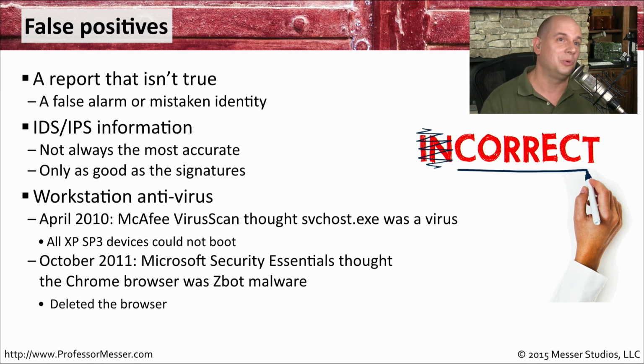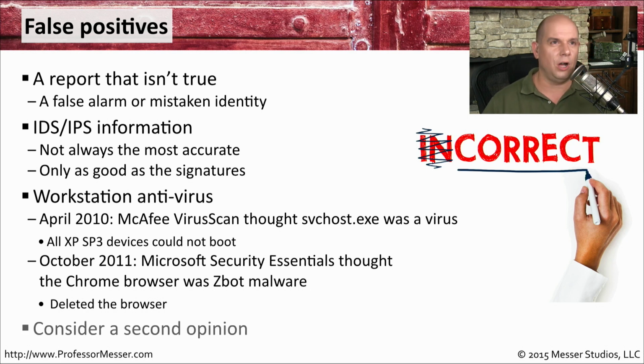There was another one in October 2011, Security Essentials from Microsoft thought that the Chrome browser was malware, that it was a part of a botnet, and just deleted the browser. Who needed that browser? This is something that is all too common, and it happens all the time on everyone's network. And by all the time, I mean all the time. Every day, you're going to see a false positive because there are so many different devices. They are all looking at very different things. And it's very difficult to fine-tune something down so that you're not going to get a false positive, but you still receive an actual alarm that is real.